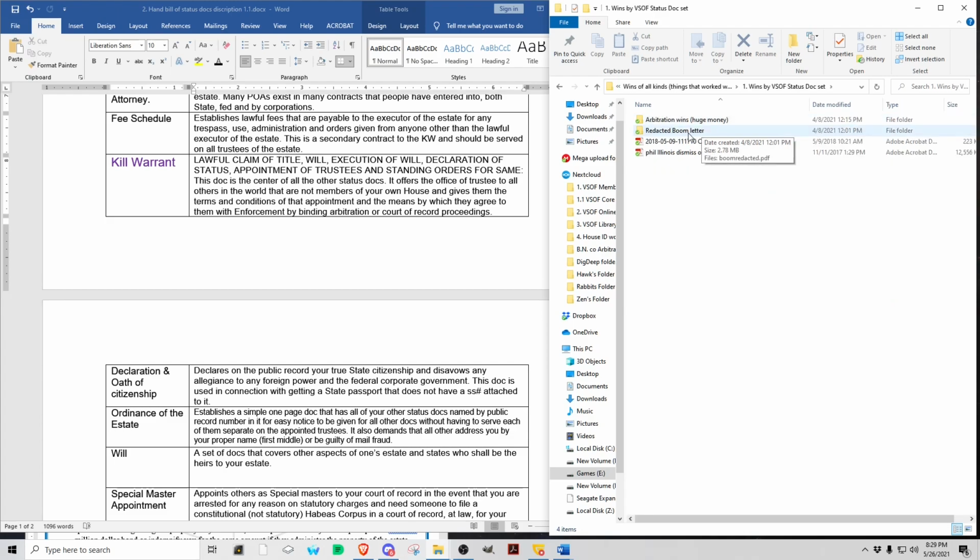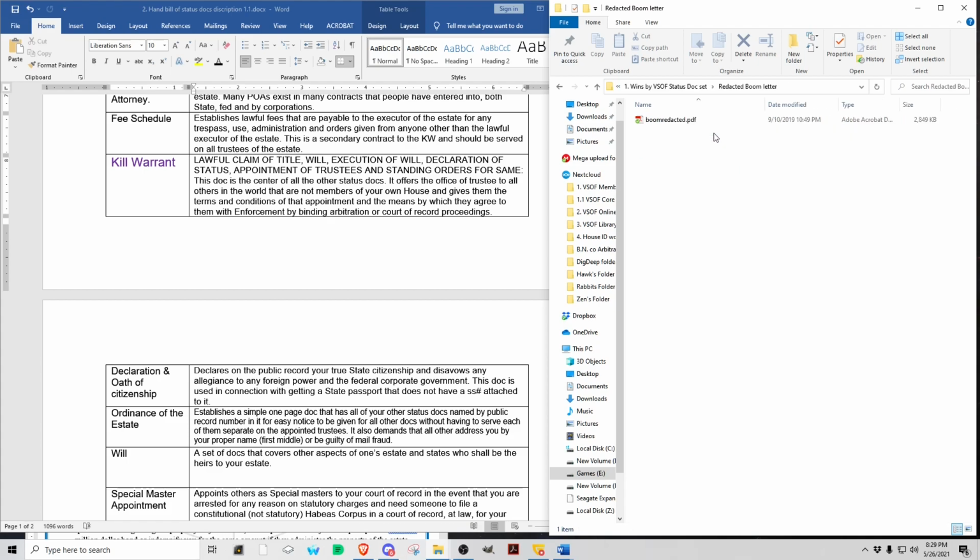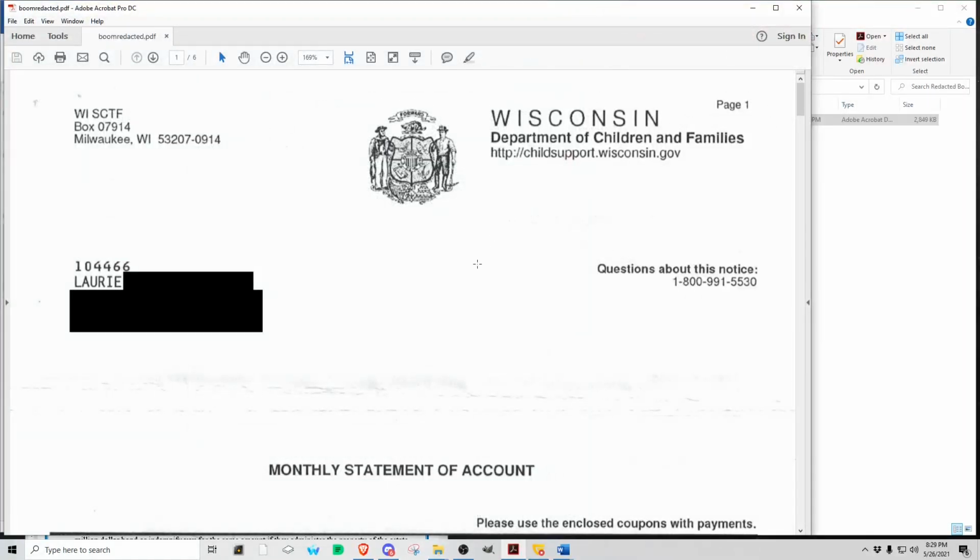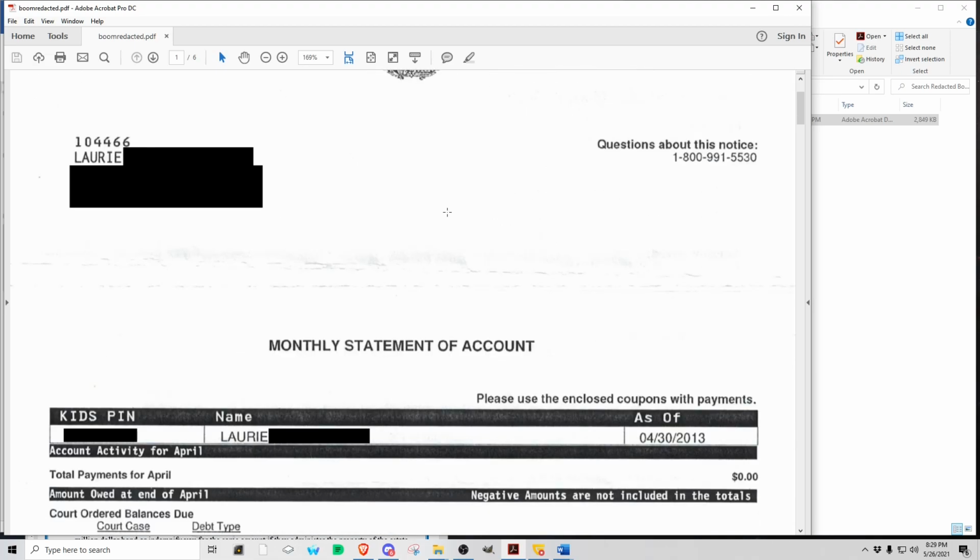That's right, I forgot what Andy called it. He called it the boom letter because it worked in one single filing and it totally ghosted the entire account. Well, it ghosted the entire case. The whole thing vanished. Anyway, I can flip through this really quick because it's only 6 pages. It's all been redacted. It was a child support thing.